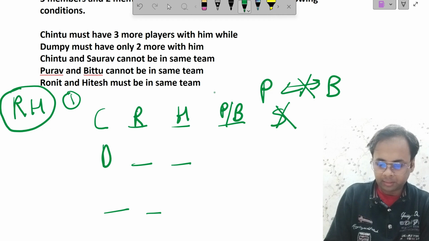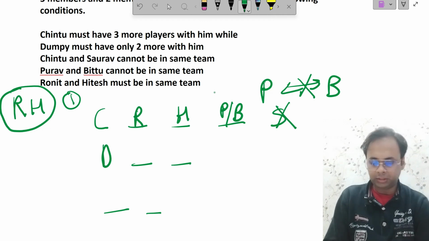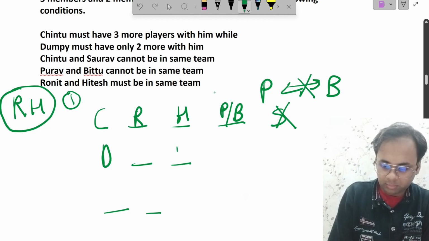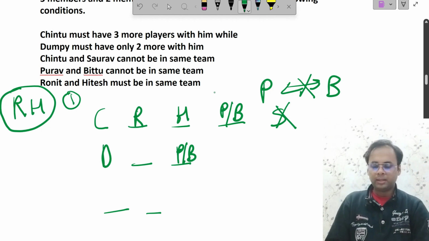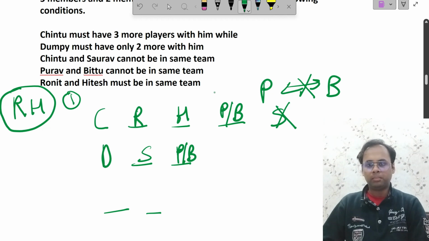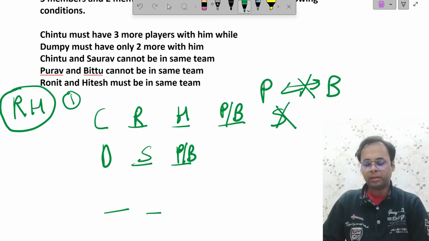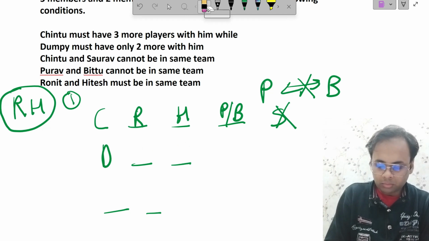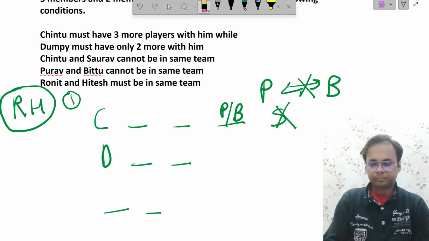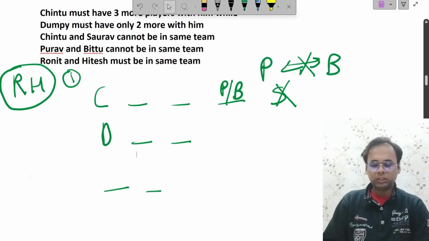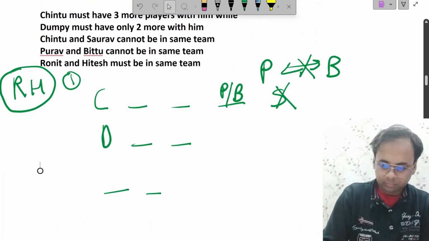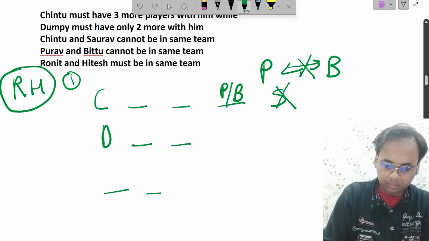Either of them can occupy other places in the other teams. Maybe P or B, either of them can come here, and maybe S can come here. So there can be certain cases, but we are not very much sure about them. So let us just rub them off because nothing is coming up with certainty, so better not to go about it. Let us see the questions one by one. Let me just copy it.